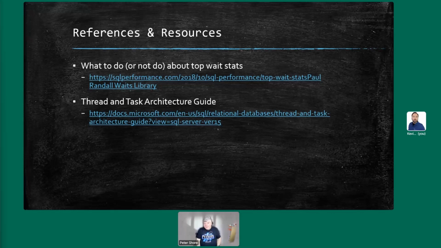And the thread and task architecture guide from Microsoft as it relates to SQL Server is some really deep cut nerd reading. It will cure two things for you. It will cure gaps in knowledge about thread and task architecture in SQL Server. And it's not exactly The Lord of the Rings or quality literature, so it might cure insomnia for you too. So be careful when you read that one.